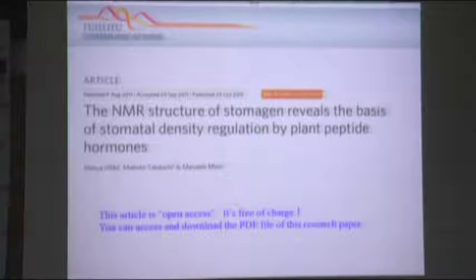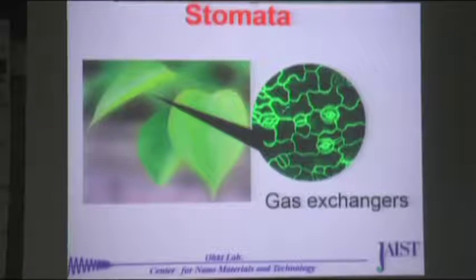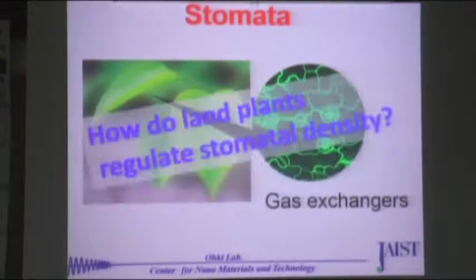Okay. The topic title is the NMR structure of stomagen reveals the basis of stomatal density regulation by plant peptide hormones. As you know, stomata are pores on the surface of leaves. They exchange gas from the plant body to the atmosphere, or they get CO2 from air. For a long time, this has been a big problem: how do land plants regulate stomatal density?